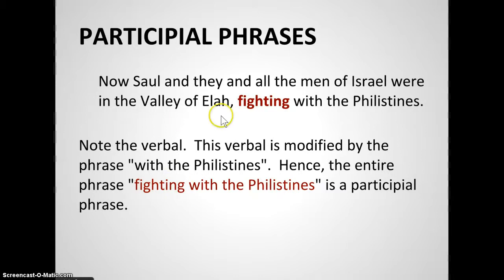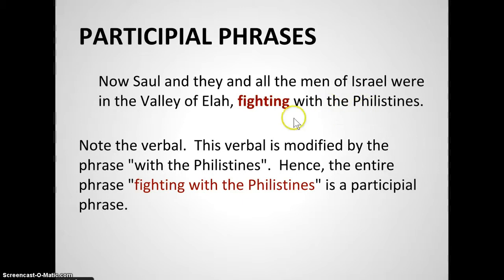So when we see this participle, to go back to this one again, fighting is definitely the participle. It's a verbal. But fighting is modified by this phrase here, with the Philistines. In fact, if you think about the adverbial questions, when, where, how, and why, you'll see that with the Philistines is answering the where question. Where was he fighting? Well, he was fighting with the Philistines.